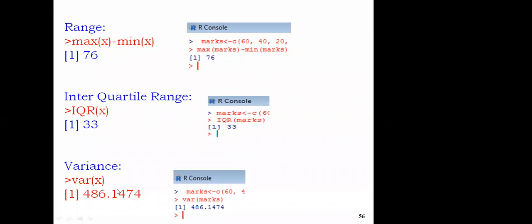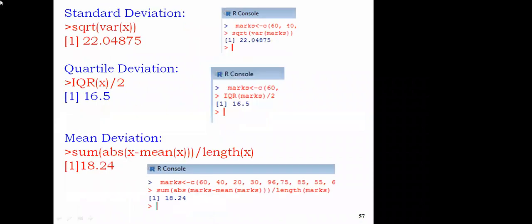Then similarly the variance, 486.1474, variance of marks. Then standard deviation, how can we find it out? SQRT, within the bracket variance of x. In the R console, SQRT variance of marks. Then for quartile deviation, IQR divided by 2. Just write this command in your R console, then you will get this result.